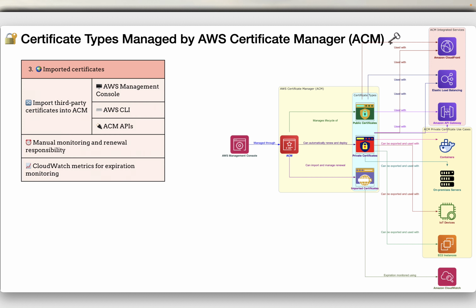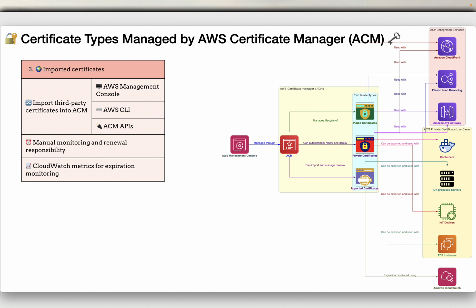Okay, next one is about imported certificates. This is also the third type of certificate types managed by AWS. So you can import third-party certificates into ACM. If you want to use a third-party certificate with Amazon CloudFront, Elastic Load Balancer or Amazon API Gateway, you may import it into ACM using the AWS Management Console, CLI or APIs.